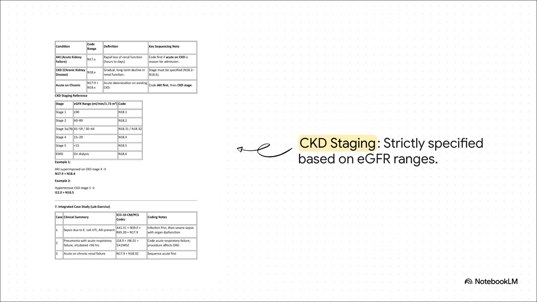Precision with kidney disease is just as critical. Take a look at this reference chart. You must strictly specify the chronic kidney disease staging based on exact eGFR ranges. So an eGFR under 15 requires a stage 5 code. And if there's an acute kidney injury layered on top of that, you have to capture that acute spike in resource use.